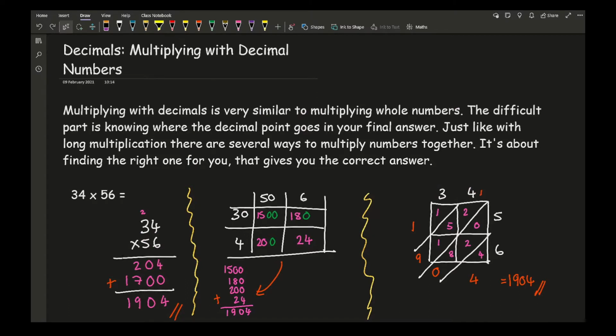Just like with long multiplication, there are several ways for you to multiply numbers together, and there is no right or wrong way of multiplying. It's all about finding the right one that works for you and, more importantly, gives you the correct answer. The methods you can see on the screen are probably three of the most popular methods of multiplying, and hopefully you can pair up your technique with one that you can see on the screen.